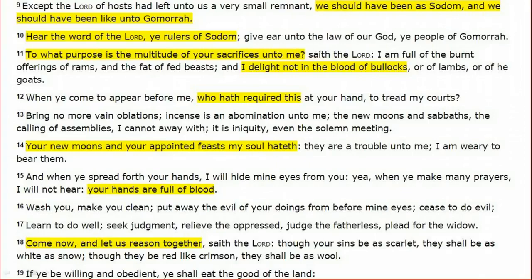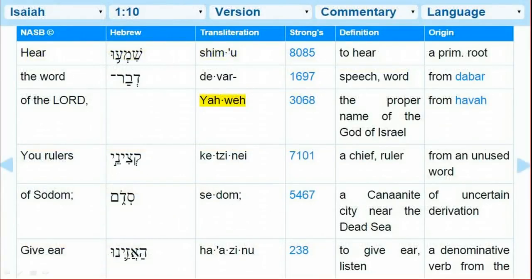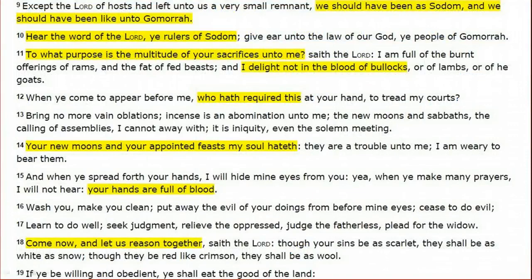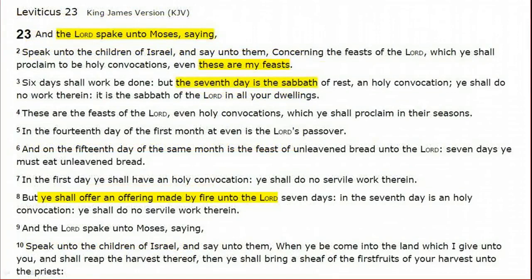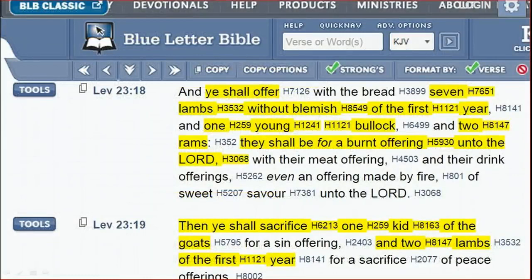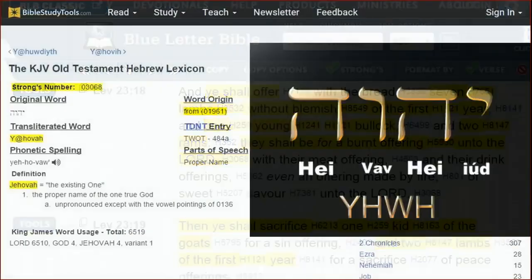So this is more proof that the texts were altered, because the word for Lord in verse 10 is Yahweh, as you can see here. And it says here that Yahweh hates the sacrificing of bullocks, lambs, or goats on the feast days. But if we look at Leviticus 23, we're told Yahweh commanded the sacrifices on the feast days. For example, in verses 18 and 19, it says, "And you shall offer 7 lambs, 1 bullock, and 2 rams. They shall be for a burnt offering unto the Lord, an offering made by fire of sweet savor unto the Lord. Then you shall offer 1 kid of the goats and 2 lambs of the first year." So you can see the word translated as Lord in these verses is number 3068, which is Yahweh.